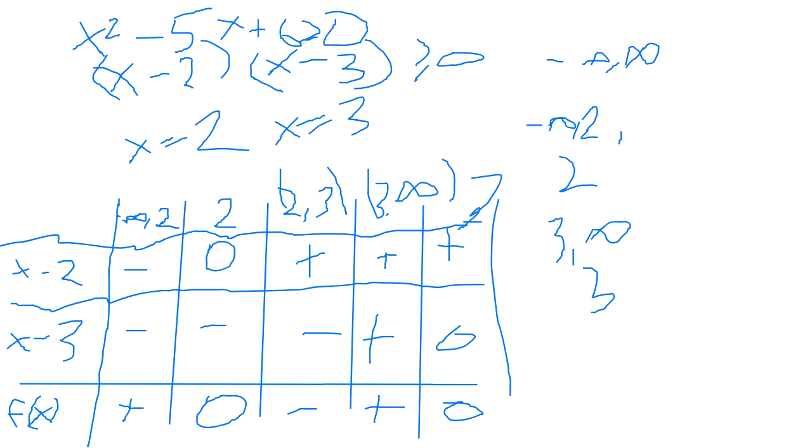So if you write it in interval form, it will be negative infinity to 2. But here, 2 is inclusive because 2 is giving me a 0, so it will be a square bracket. Exactly. Union 3 is inclusive, so it will go from 3 to positive infinity.